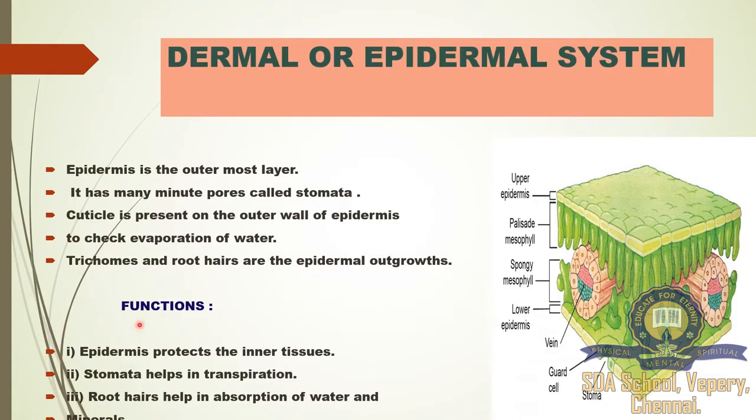Next, what are the functions of this epidermal system? The epidermis protects the inner tissue. Like our skin, it helps the plant avoid damage to the inner tissue system. Stomata help in transpiration. Transpiration is nothing but the extra water present in the plant evaporating. Root hairs help in absorption of water and minerals. Trichomes, present in the root, help in the absorption of water and minerals. It helps the growth of the plant.